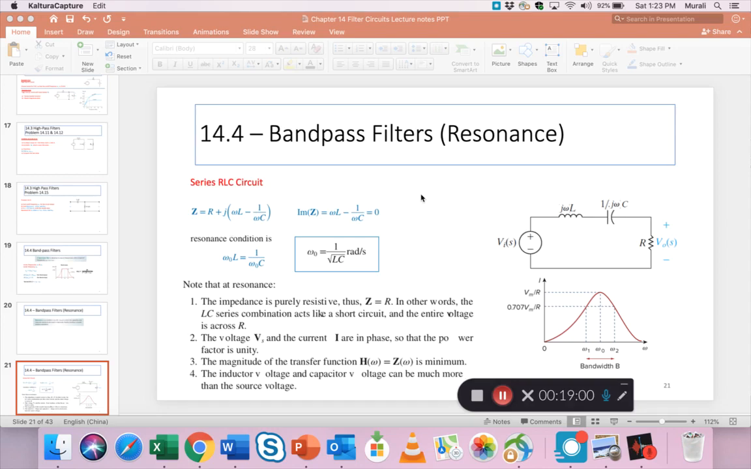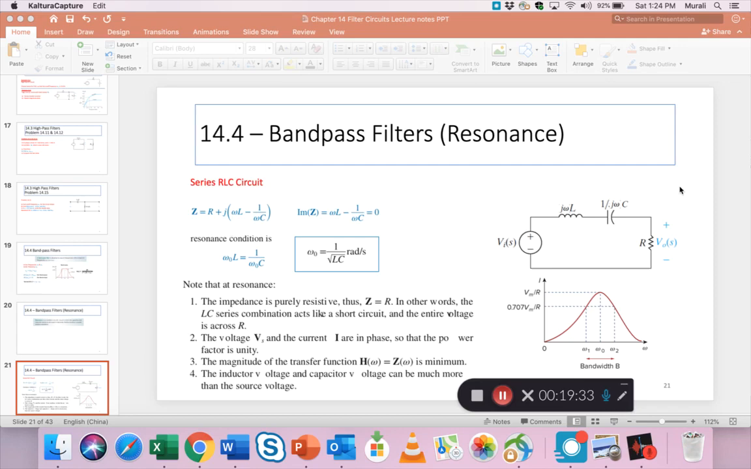Okay? Alright, so a few more points. I think there's 4 points I picked up from this textbook on resonance. Number 1, the impedance is purely resistive, so Z becomes R. The LC series combination acts like a short circuit and the entire voltage is across R. So all the input voltage at resonance comes out across the output resistor if you're interested in voltages.